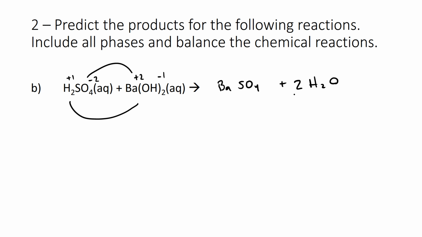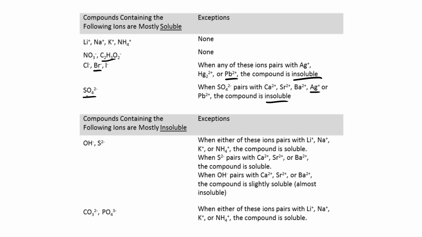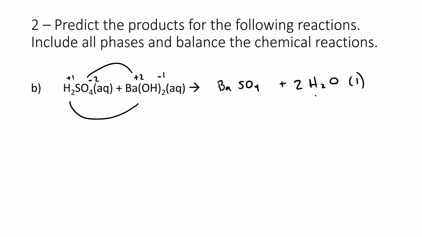All we have to do is determine what state these are going to be in. H2O is always going to be in the liquid state. Let's just go back and check to see if barium sulfate is soluble or not. Right here we have sulfate, and it's bonding with barium right here, so that is going to be insoluble. So this is going to be a solid. That's how you do 2B.